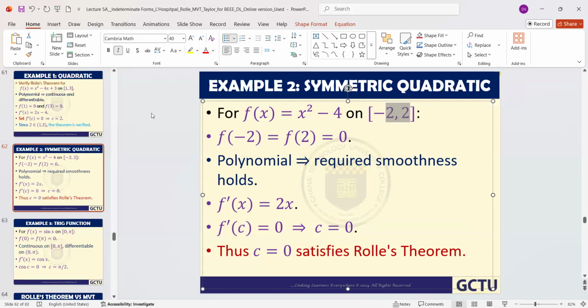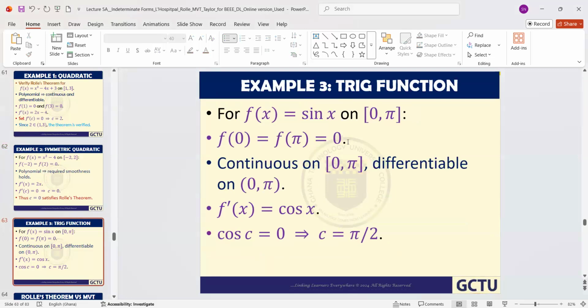I hope these things are straightforward. If you have a question, you raise your hand, but let me know if something is not clear. I'll go over it. But I think these theorems and these techniques are quite self-explanatory if you understand what the theorem is saying. The third example is a trig function.